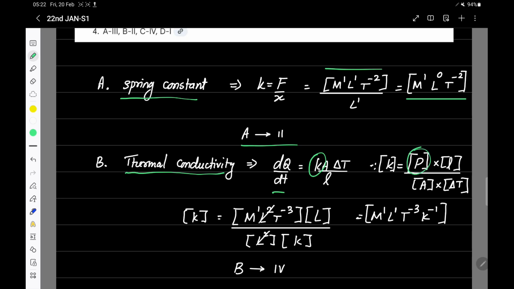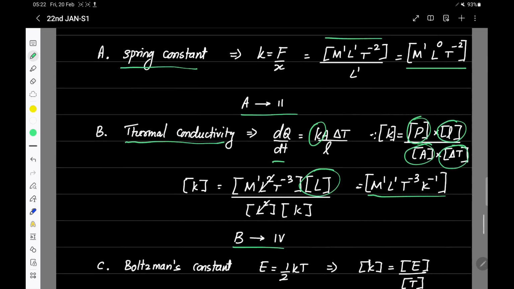So dimensions of K will be dimensions of power times dimension of length divided by dimension of area times dimensions of temperature. Dimensions of power is M^1 L^2 T^-3, dimension of length is L, dimension of area is L^2, and dimension of temperature change is Kelvin. So putting these values, you get the dimensions of thermal conductivity as M^1 L^1 T^-3 K^-1. This matches with the fourth entry in list 2.